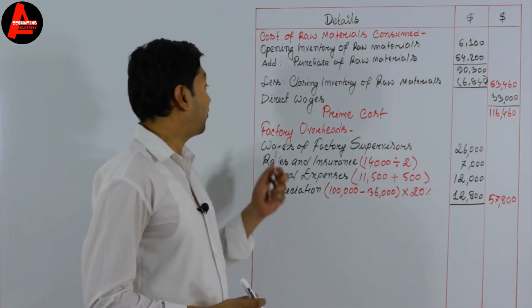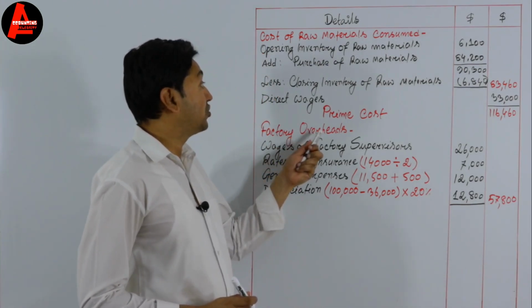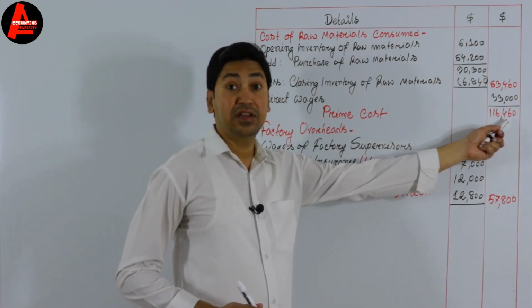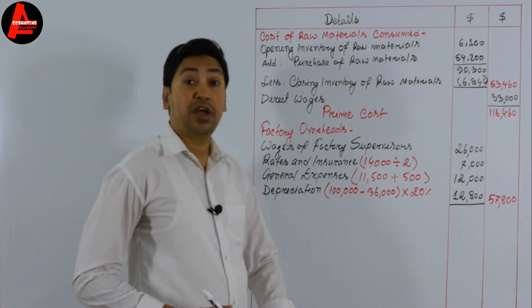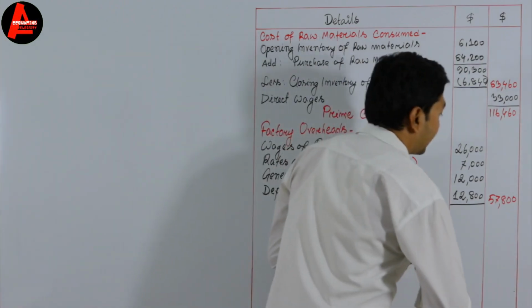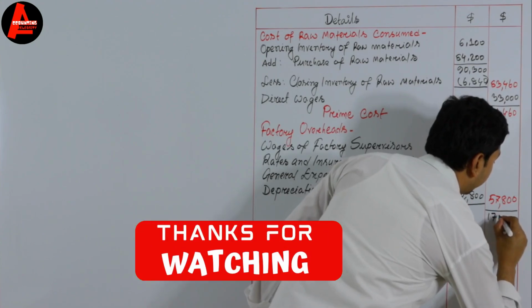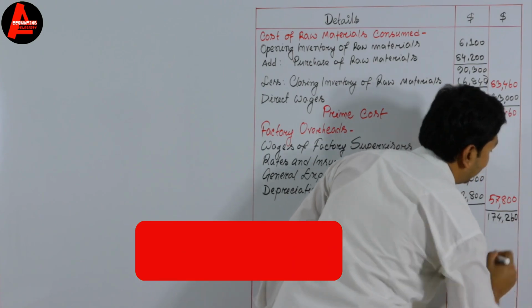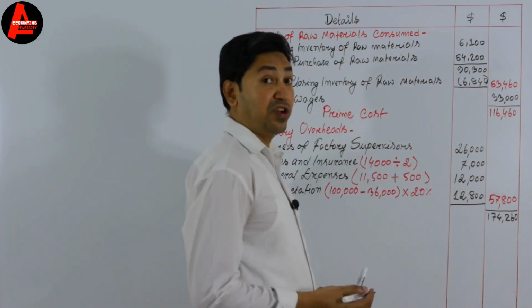Now what to do? Now we will add factory overheads to prime cost. Here $116,460 plus $57,800. What we get? We get here $174,260.